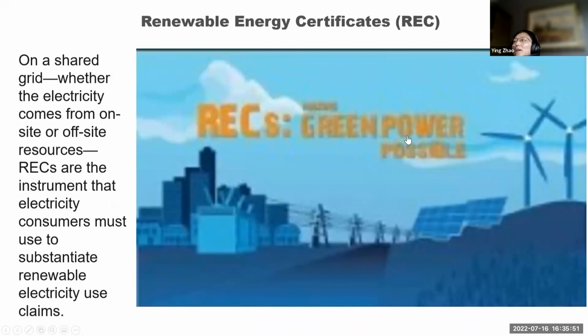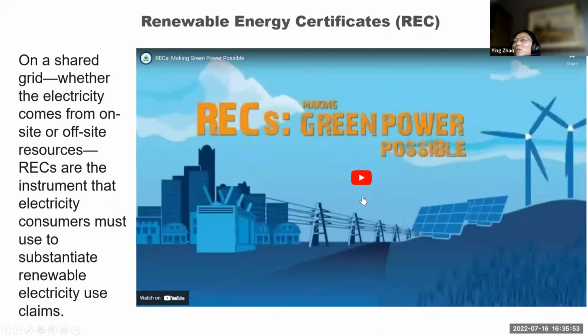Yeah, this one I can't play because there is no sound, so I'll just skip that. I already explained that in the last slides. That one is a better and more detailed explanation of how this works. They are instruments that electricity consumers use to label and claim an attribute of renewable.